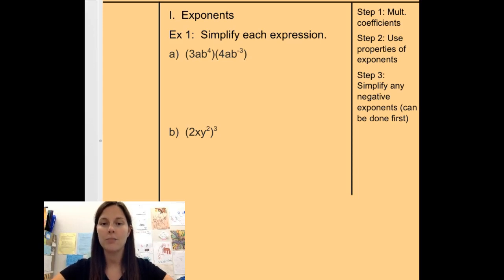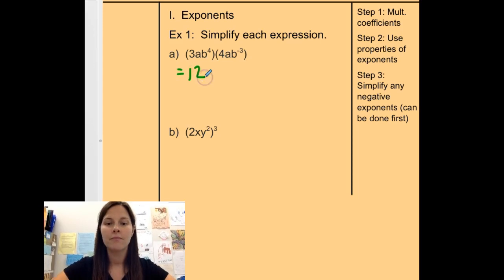So when you look at an expression, think about what you can legally do first when you're simplifying. In this case, when we have something times something, you can go ahead and multiply those coefficients together. 3 times 4 gives us 12. And then a times a gives us a squared, adding those powers together. And then b to the 4th times b to the negative 3, adding those powers together, gives us b to the 1st power.